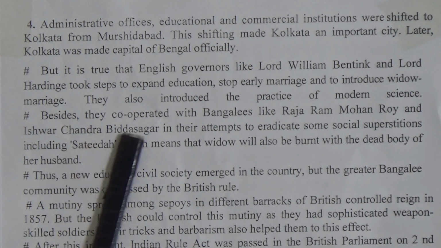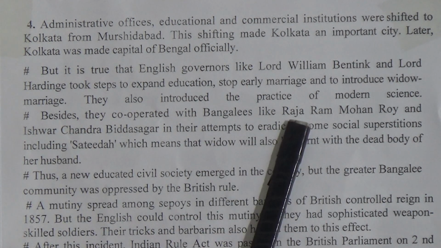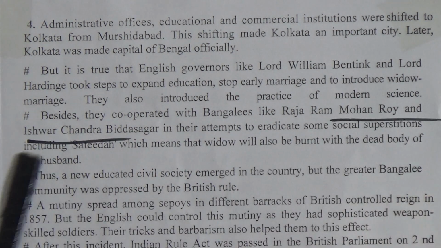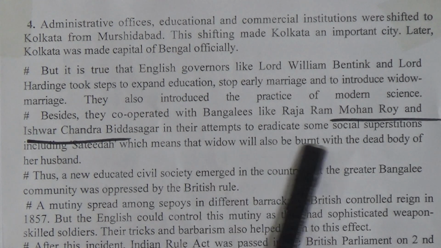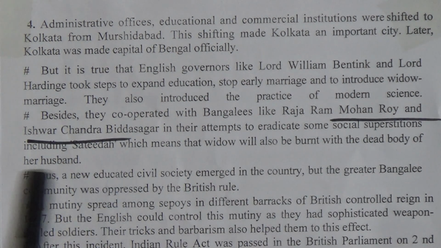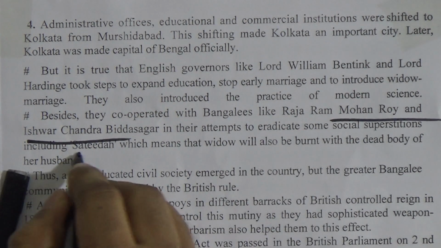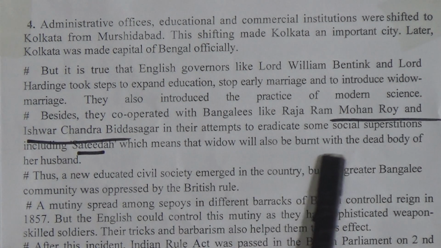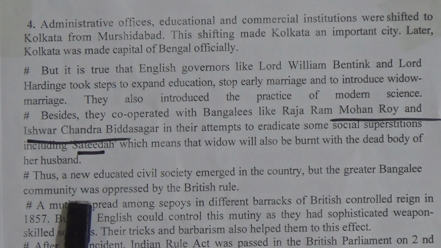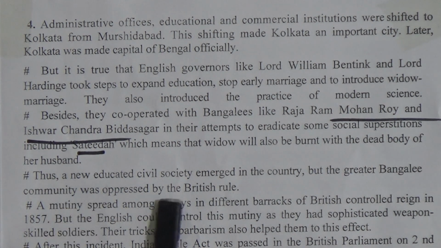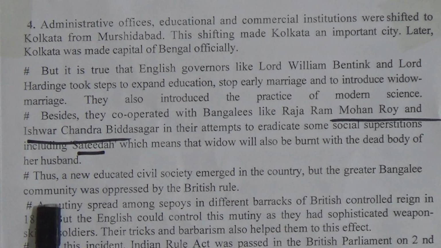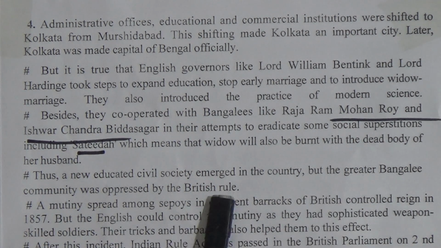Besides, they cooperated with Bengalis like Raja Ram Mohan Roy and Ishwar Chandra Vidyasagar, very important, in their attempts to eradicate some social superstitions, including Sati, which means that a widow will be burned with the dead body of her husband. Thus, an educated civil society emerged in the country, but the greater Bengali community was oppressed by the British rule.